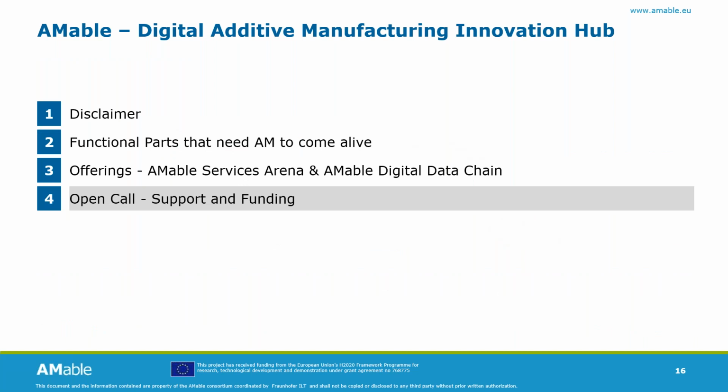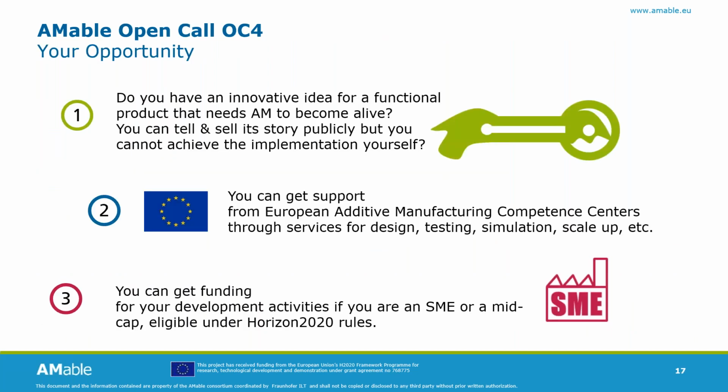Now, quickly on the open calls, support and funding. More or less I explained already these things. You have to have an innovative idea for a functional part that needs AM to become alive. So it needs to have some innovation in it, be it for you or for the market that it targets. It needs to be functional, so not for the desktop. It needs to need AM. So we're not going to support any conventional manufacturing products. Then you can get the support.